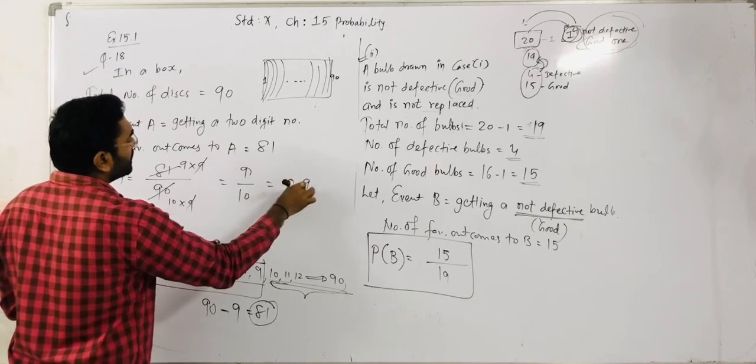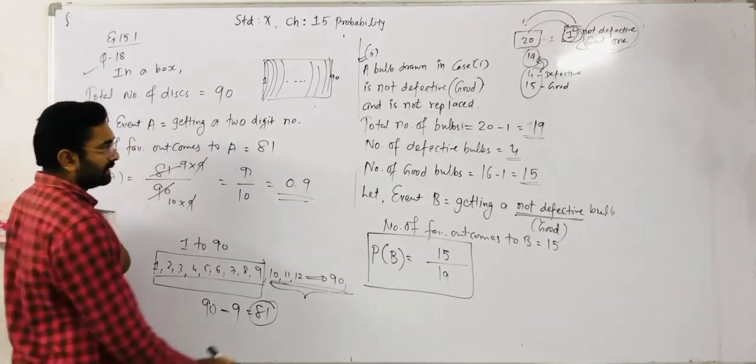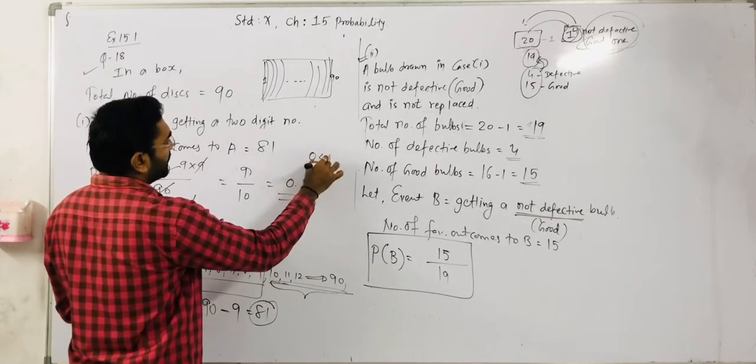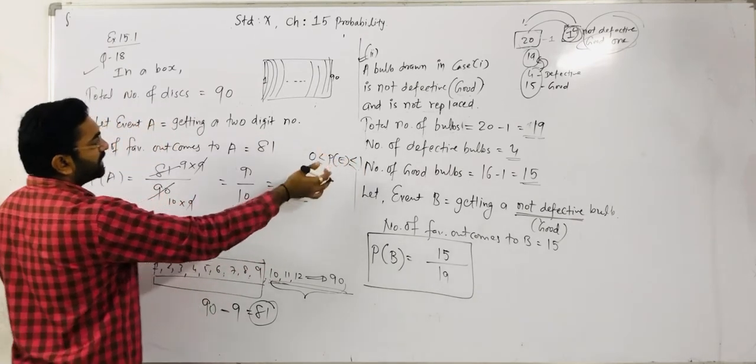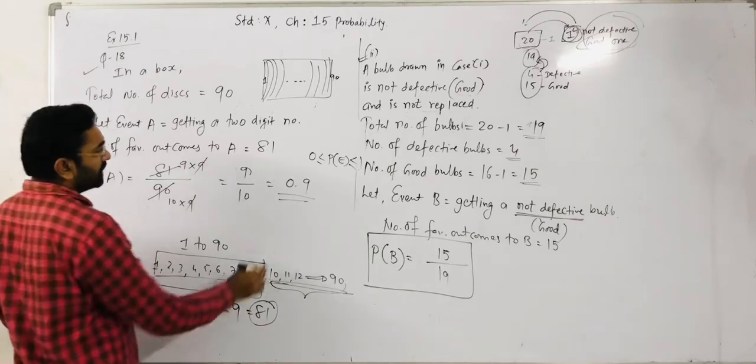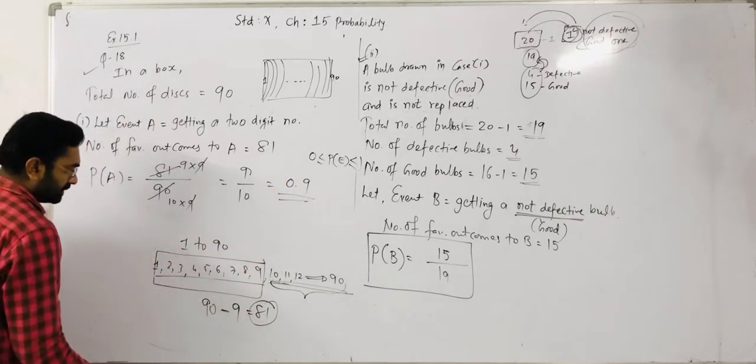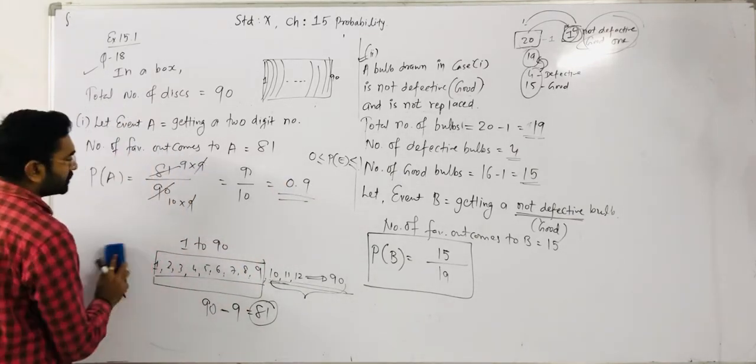In decimal form you can also write this as 0.9. As I told you, the probability of any event is always greater than or equal to 0 and less than or equal to 1. 0.9 is less than 1 here. Right? Now, the second question.